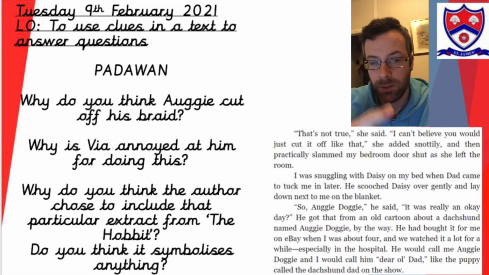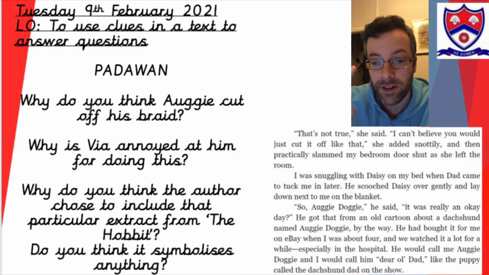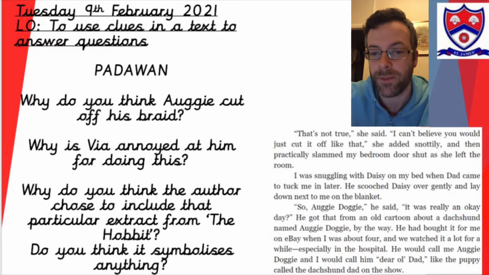So why do you think, you have 2 questions to answer on that bit. Why do you think Oggy cut it off? And number 2, why is Veer so annoyed at him for doing it? If you want to pause now, you can, but I'm going to carry on.